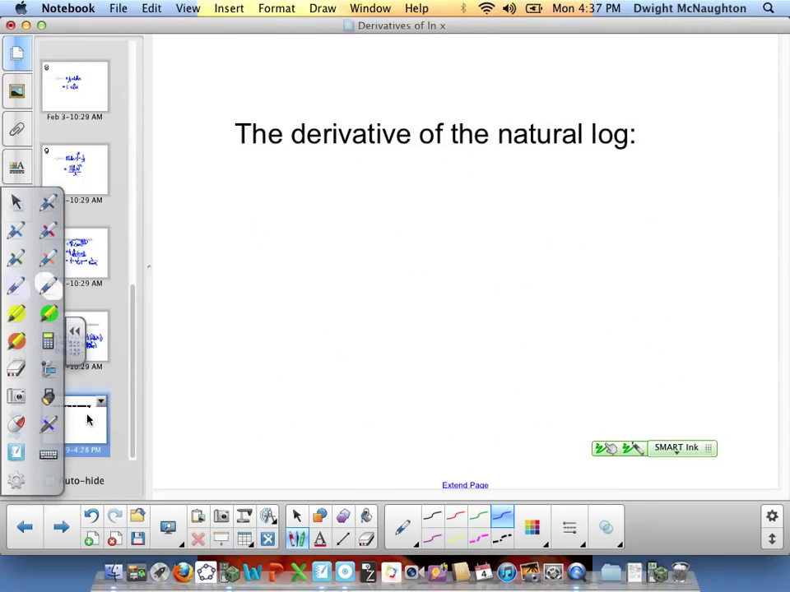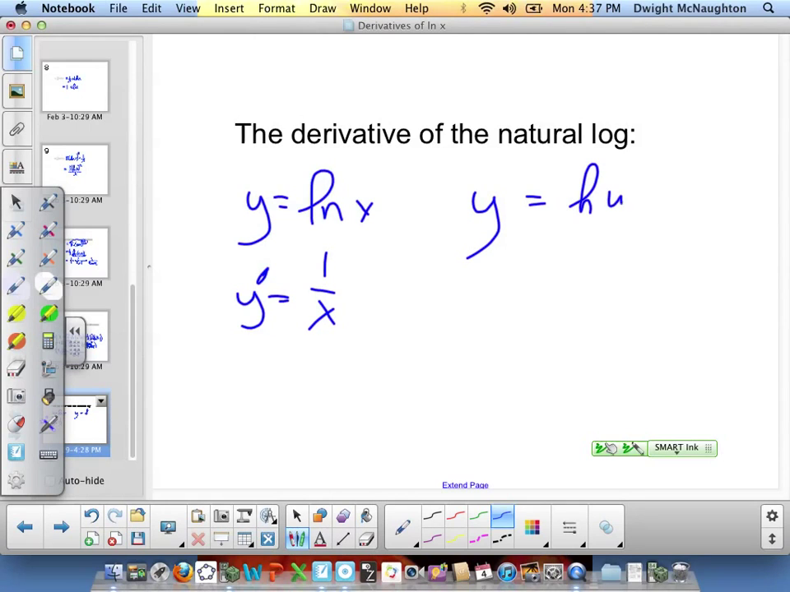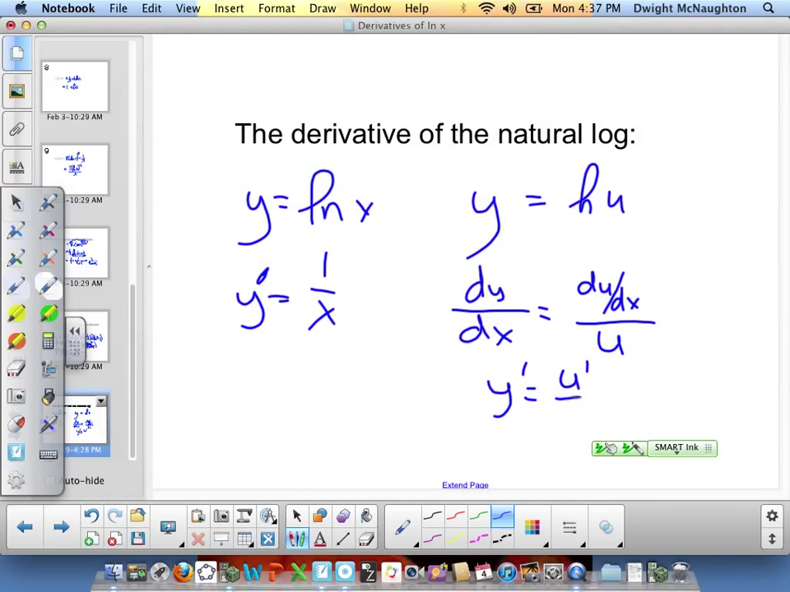All right, so in review, the derivative of a natural log. If you have the function y equals ln of x, your derivative is 1 over x. If you have a function, natural log of u, your derivative with respect to x will be whatever the derivative of u is with respect to x, over u. Or we can say y prime equals u prime over u. And that's the derivative of the natural log function.